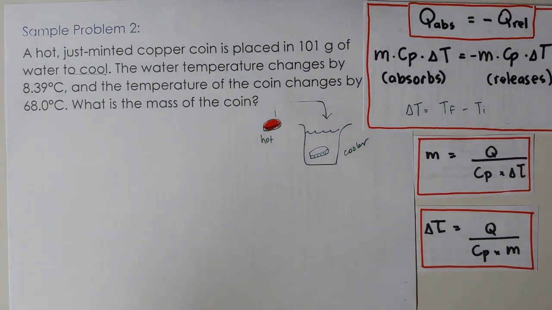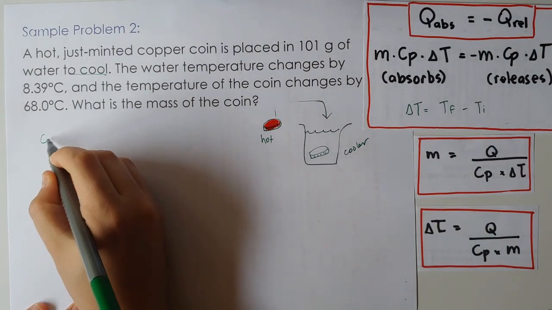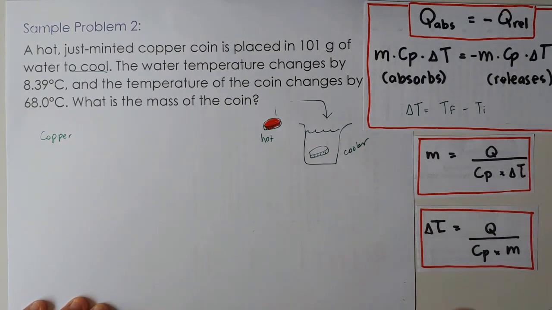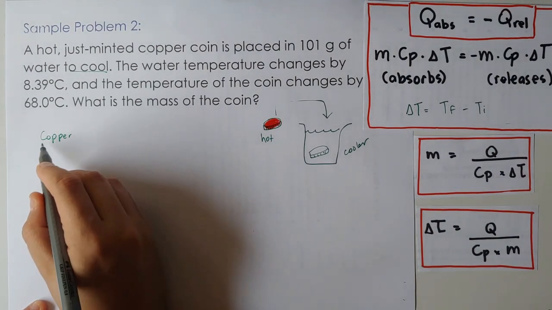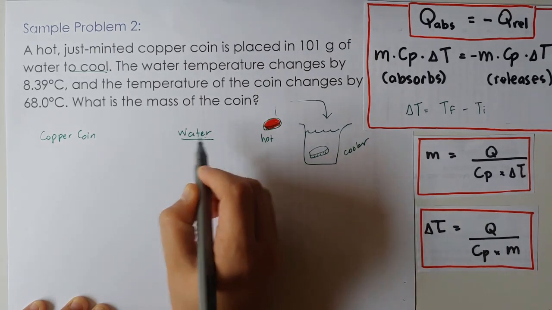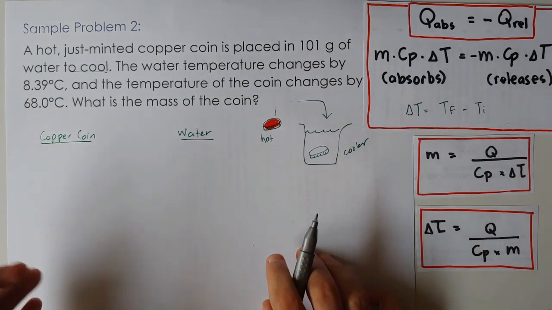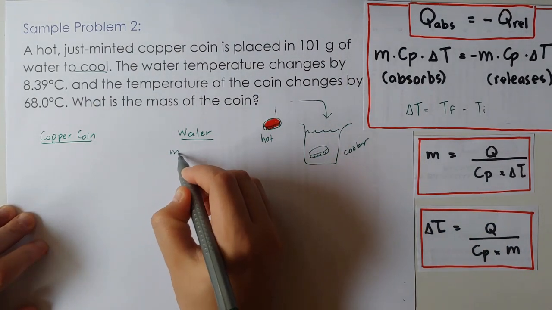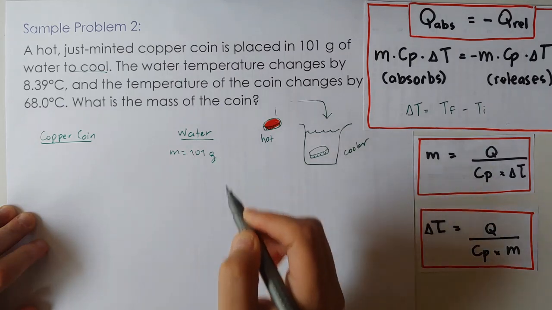Now, what do we know about this? We have two objects, two substances, by the way. One is the copper coin. Remember, in these exercises we need to separate both substances because they have different givens. So we have the copper coin and we have water. This is my system. Now, what do I know about water? I have a mass of 101 grams.